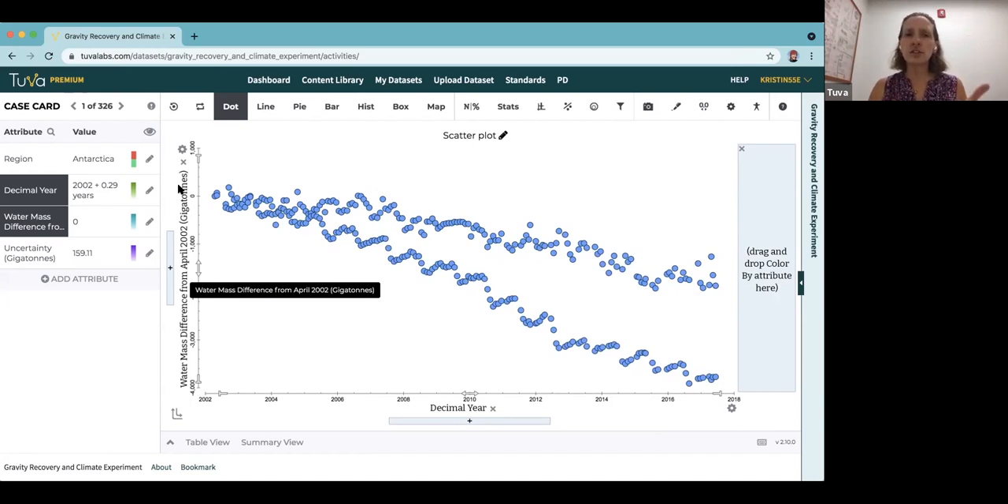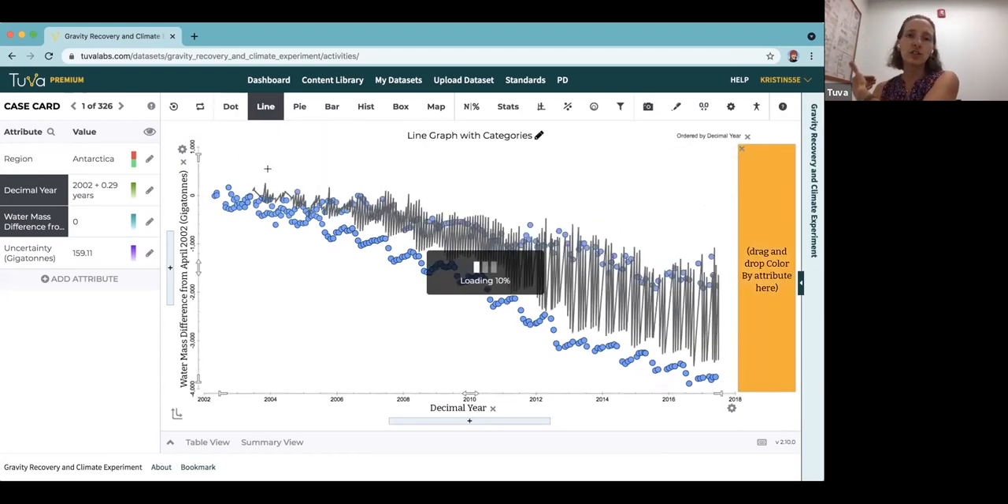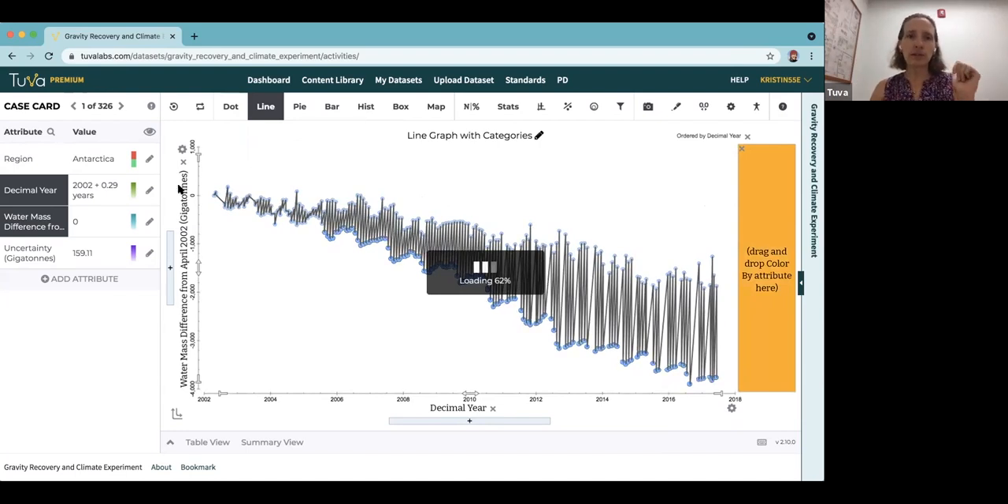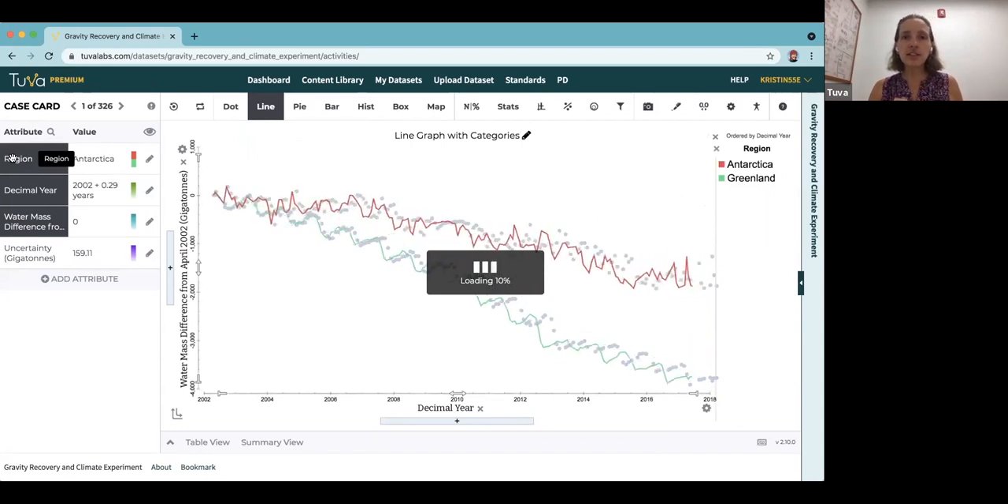Okay, so interesting. There's some things going on in the data, but we're interested in the regions. This is a data set that has changed over time. Oh, that's not what I meant to do. Okay, we need the regions in here. So let's add the regions. Oh, okay, that's looking much better.